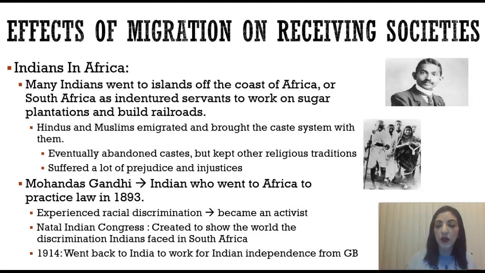So one of the most influential Indians is going to be Mohandas Gandhi. He's going to go to Africa to practice law in 1893. He obviously experienced racial discrimination because a part of the area that he goes to happens to be white dominated or British controlled. He's going to become a political activist. He's going to try and create what's known as the Natal Indian Congress, which is an organization that is dedicated to show the world, basically, the amount of discrimination that the Indians were facing, specifically in South Africa. In 1914, he's going to go back to India to work towards Indian independence from Great Britain.